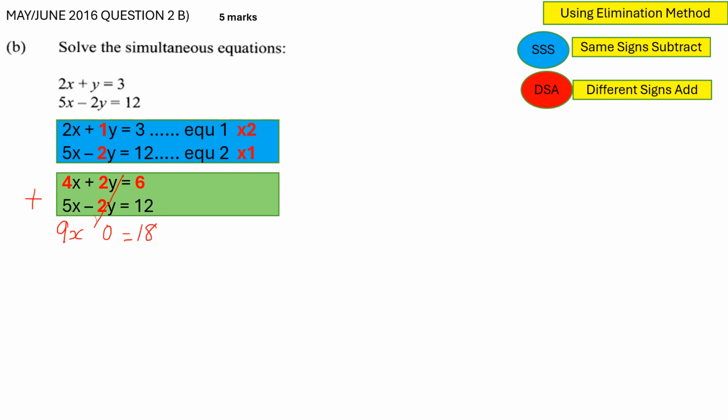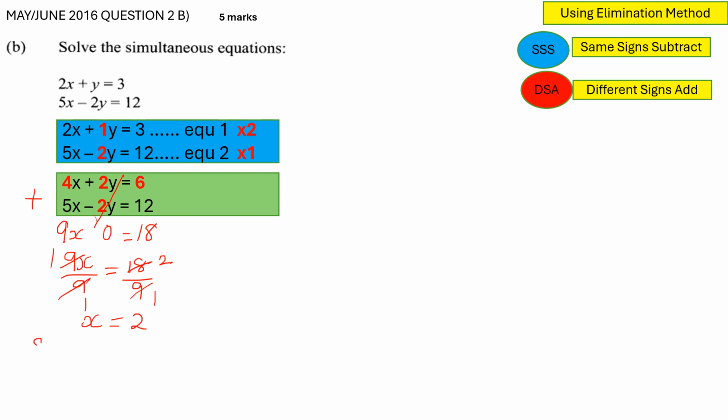So what we do is we divide both sides by 9, the coefficient of our x term. So 9x divided by 9, 18 divided by 9. 9 into 9 is 1, so that's an x. 9 into 18 is 2. So our x value is 2.